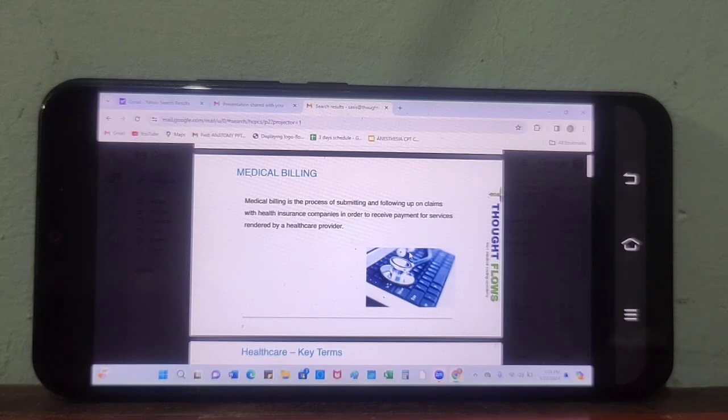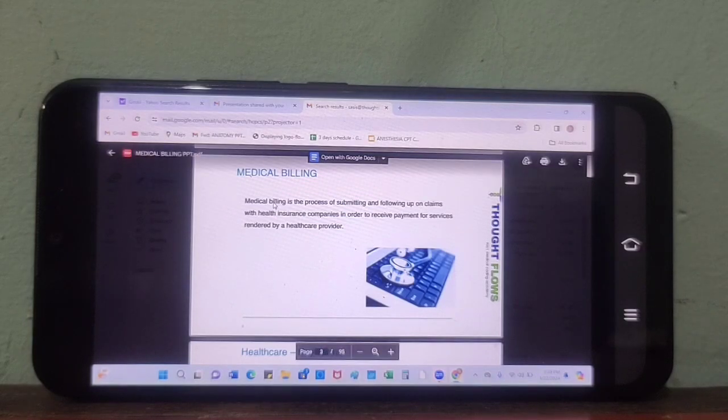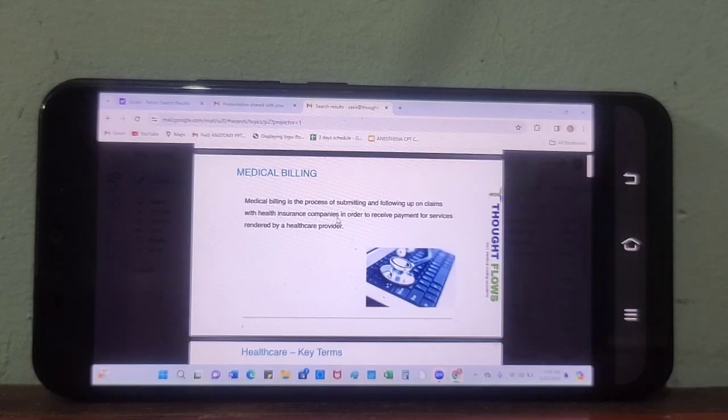So we are working for doctors. In the billing section, they submit the doctor's report, follow the claims, and receive the payment from the payer. So we are working for the provider to get the payment from the insurance company. That is the process of medical billing. This is the exact definition: submitting and following a claim with the insurance company in order to receive the payment for service rendered by the healthcare provider.